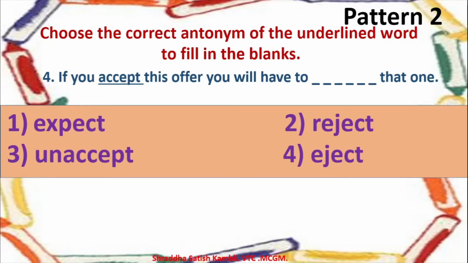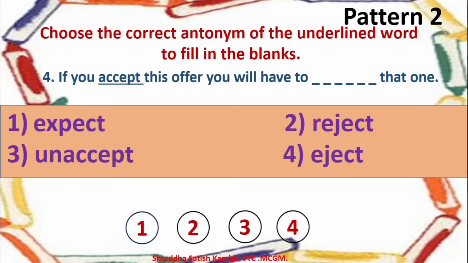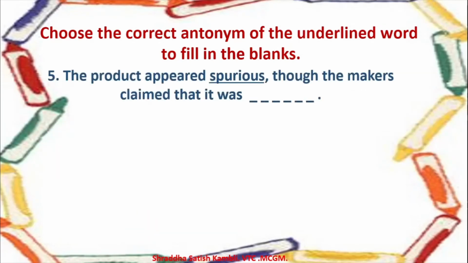So let's see what the sentence here is. If you accept this offer, you will have to dash that one. So you will have to expect that one, you will have to reject that one, you will have to unaccept that one, or you will have to eject that one. So what is the answer? Yes, the opposite or the antonym of accept is option number 2, reject. Okay, so this is the first question in pattern 2. Let's go to the next example.